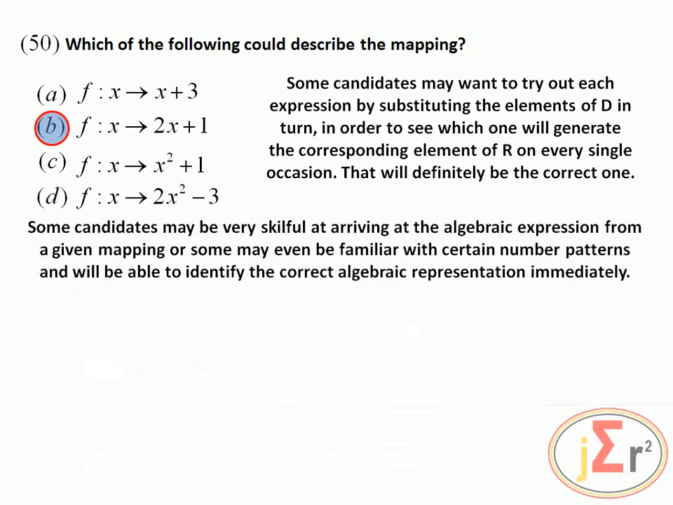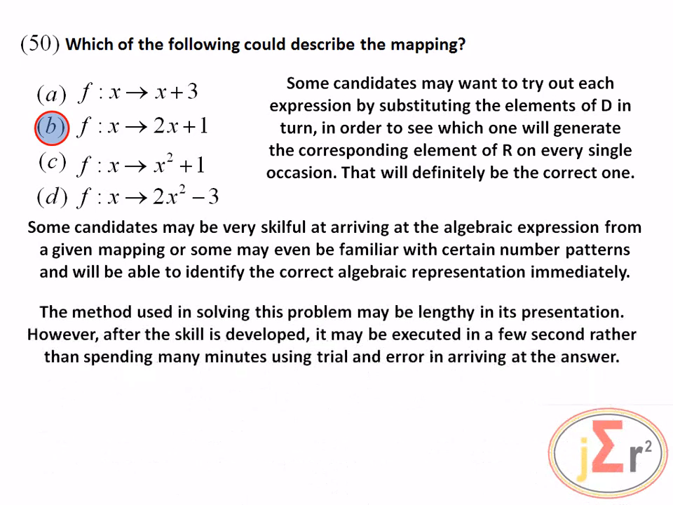Some candidates may be very skillful at arriving at the algebraic representation from a given mapping, or some may even be familiar with certain number patterns and will be able to identify the correct algebraic representation immediately. So one might be skillful. If you are skillful, you will have no problem identifying the answer immediately. But on the other hand, you have some students who just know certain number patterns and they are able to just look and say, okay, because of the pattern, this one is the correct answer.